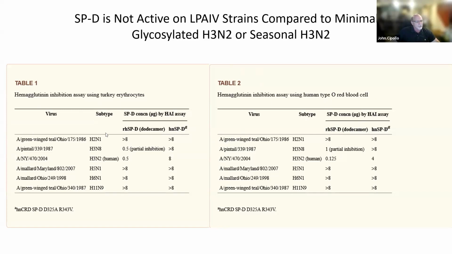And so, as far as the HAs here, we have one of the avians, H2s, and then we have pintail, which has only that 165 glycosylation site. That is high mannose. And then we have a seasonal, which has more than one high mannose site around that region where SPD likes to interact. And then we have H5, H6, and H11.